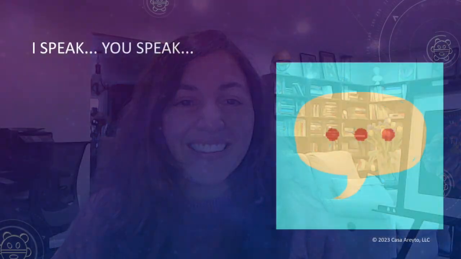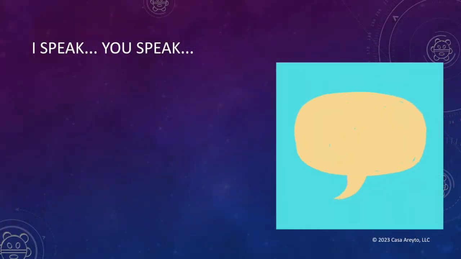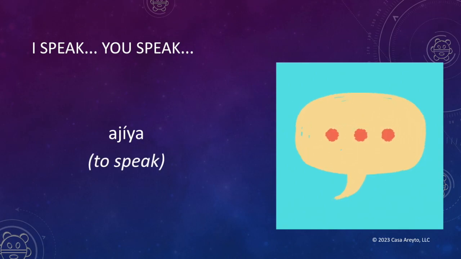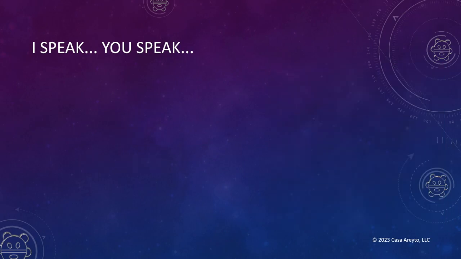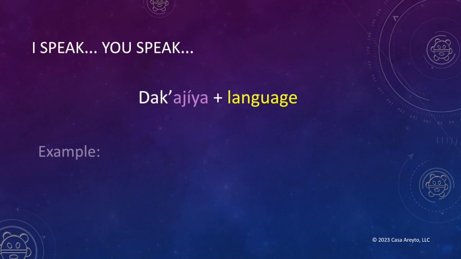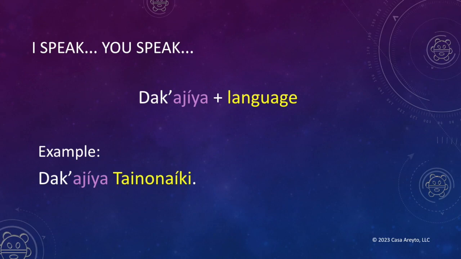Let's start with the verb to speak. In Taíno, ajíya means to speak. Now, if you want to say that you speak a certain language, you can say dak ajíya, I speak, then add the language. For example, dak ajíya Taíno naiki, I speak Taíno.